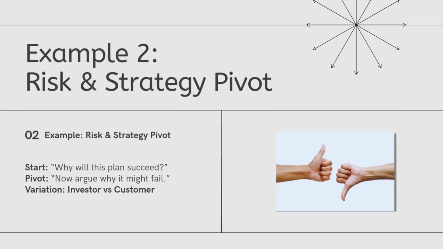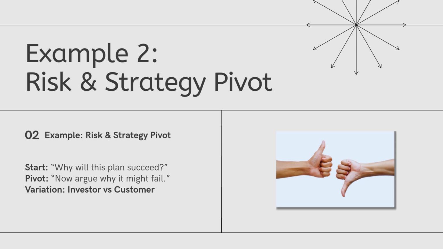Strategy pivots are incredibly useful. Start by asking, why will this plan succeed? Then pivot. Why might it fail? You immediately surface strengths and risks side by side.